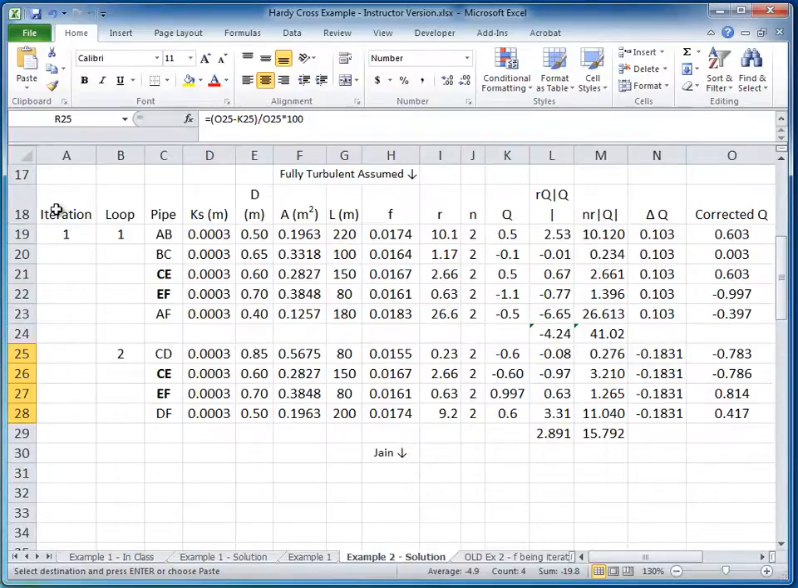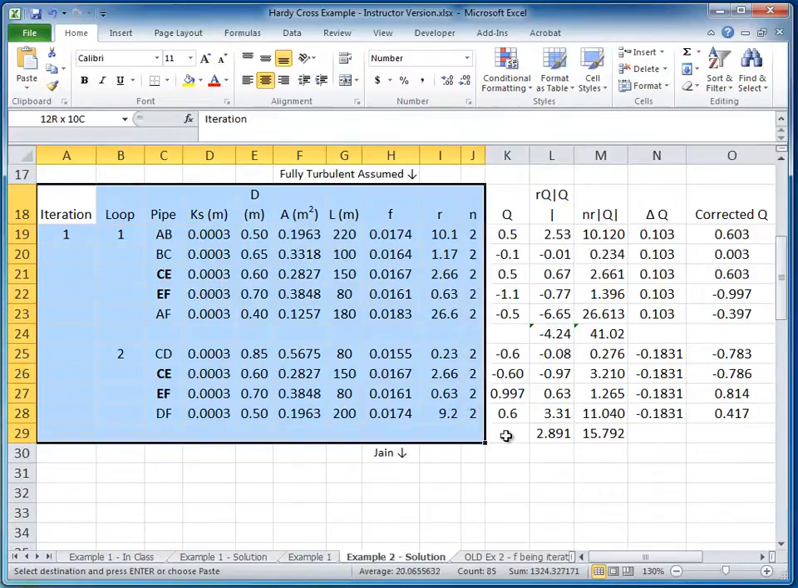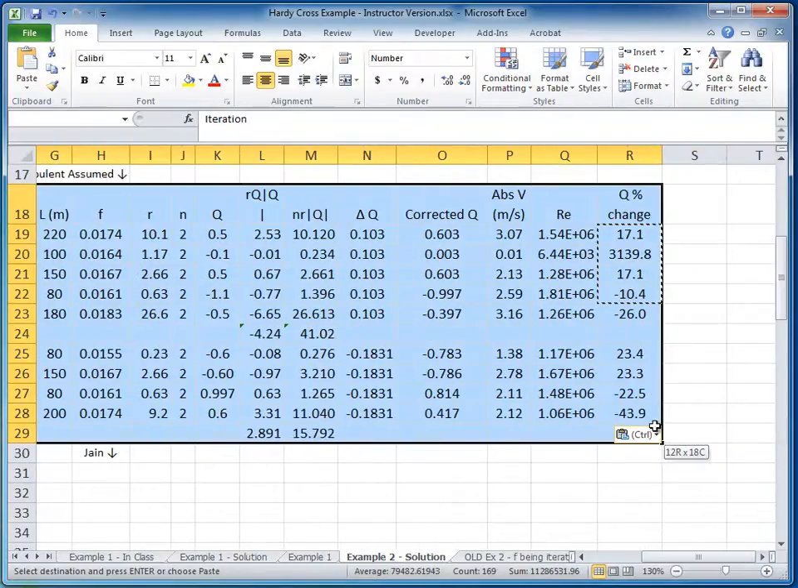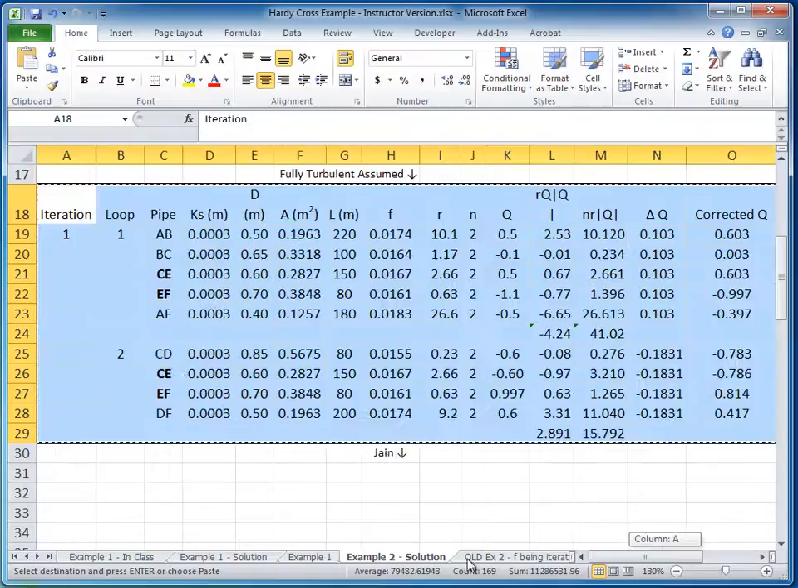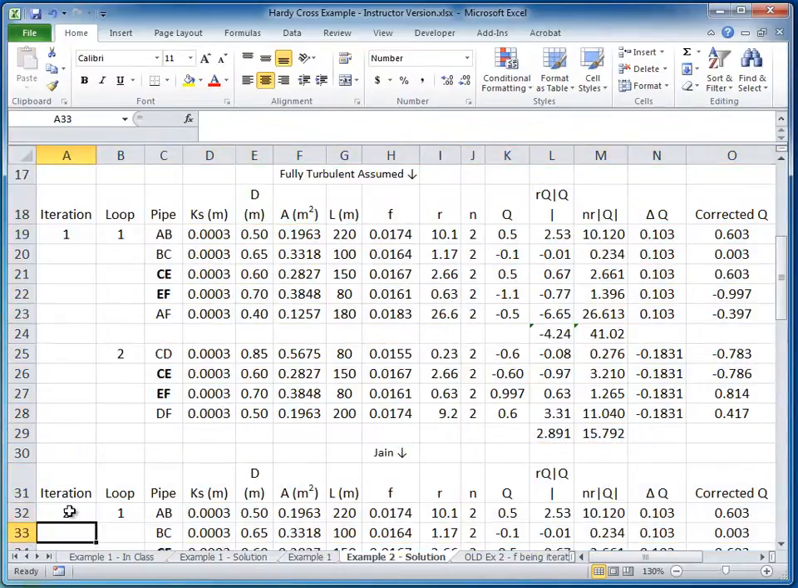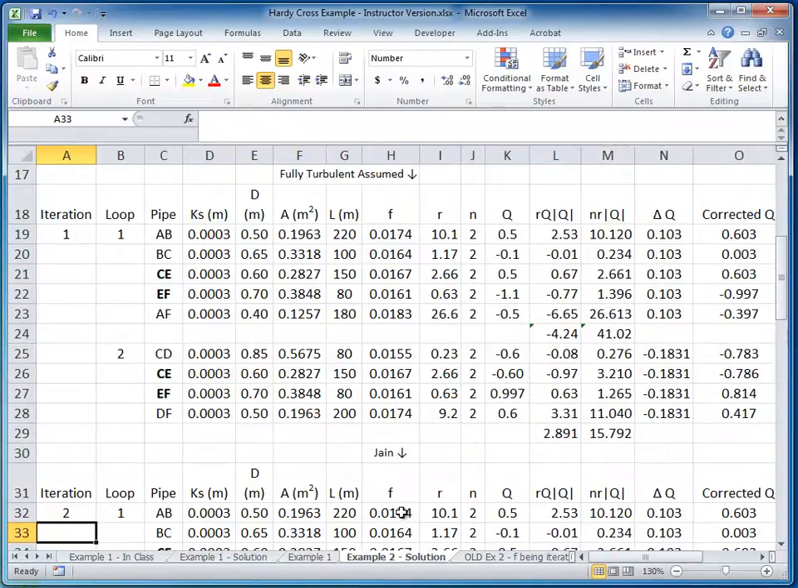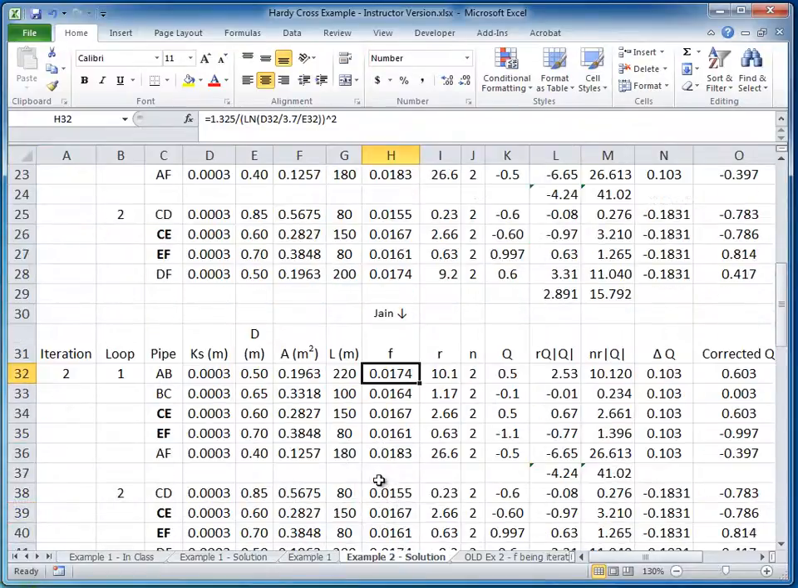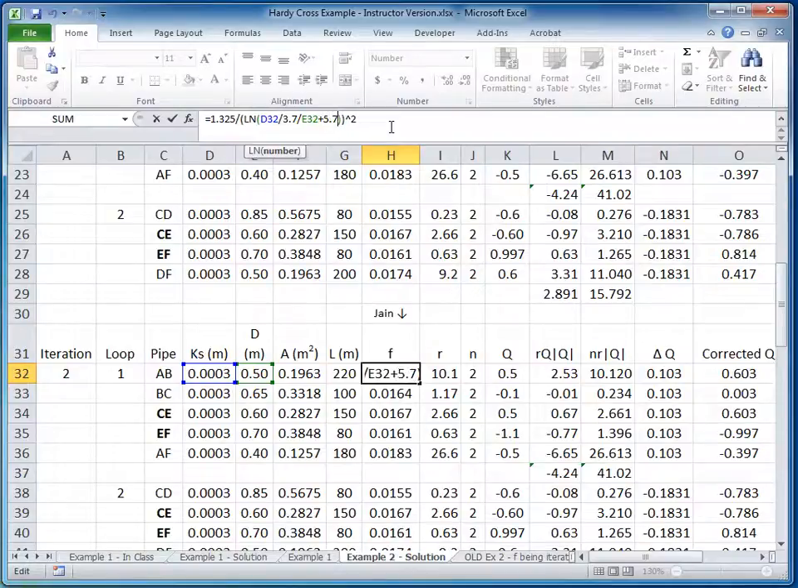Now I'm going to copy everything again. So I'm just going to copy this whole block, and I'll make some updates along the way. Copy, Control C, and down here Control V for paste. Now this is going to be iteration 2. And I'm using Jain for the F value now. And so since I'm using Jain, I'm going to dispense with what I've got there, and I'm going to change it to include, over here, the 5.74 divided by the Reynolds number.